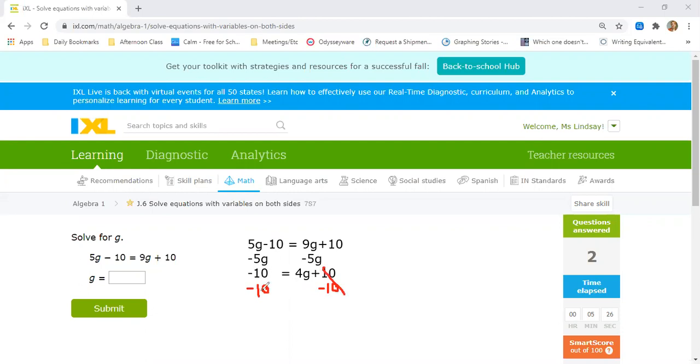So then these are the ones that are canceling out. I know it's really tempting to try to cancel that out. And then negative 10 and negative 10 is negative 20. And then negative 20 is equal to the 4g. Now we're going to divide both sides by 4. And then we see that g would be negative 5. So negative 5 for g.